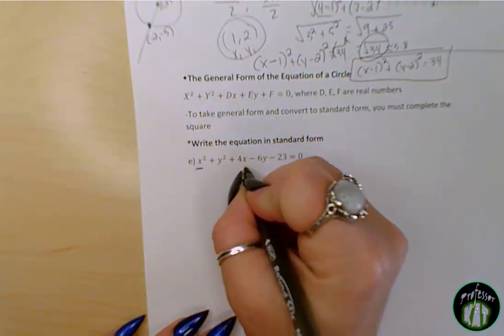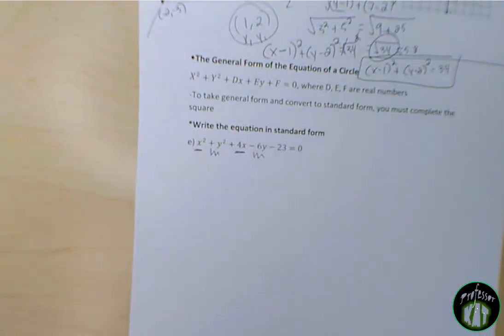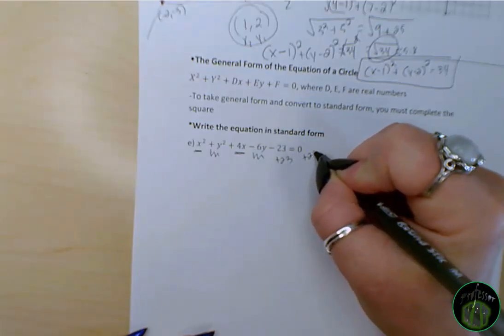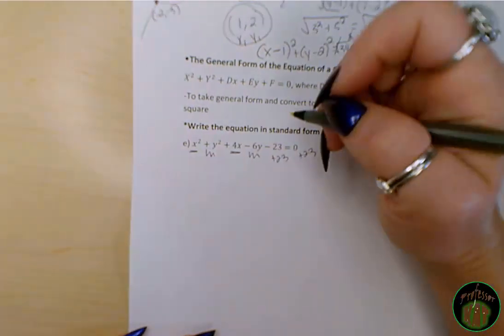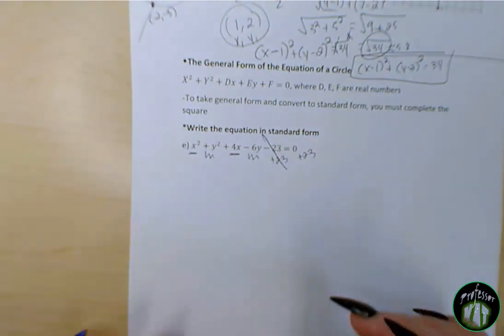So what we want to do, anything with an x in it, we want to group it together. Anything with a y with it, we're going to group it together. And if you have a number there, a constant, you want to go ahead and just move that to the other side of your equation. So in this instance, we're just going to go ahead and add that to the other side.